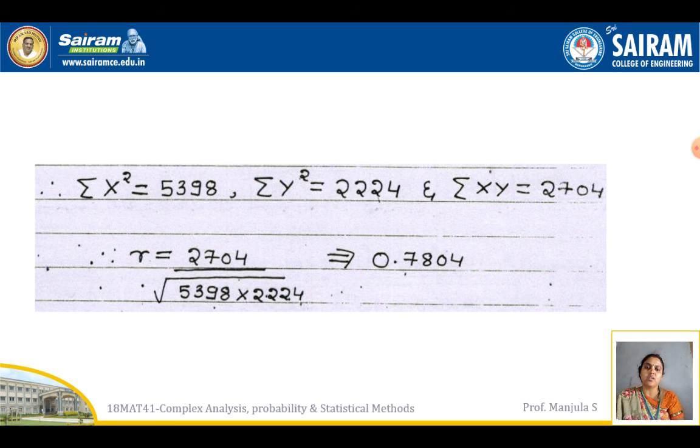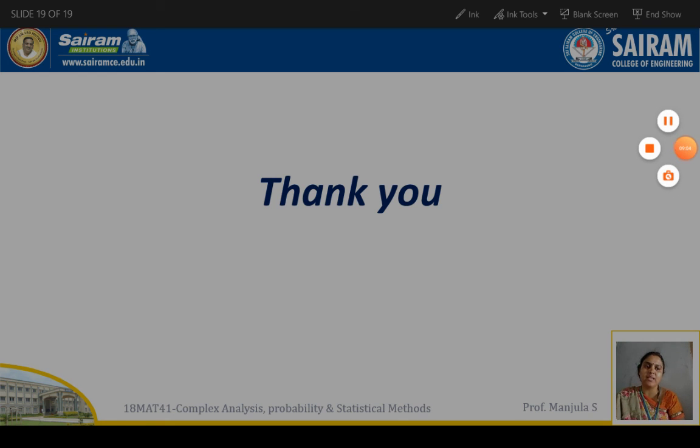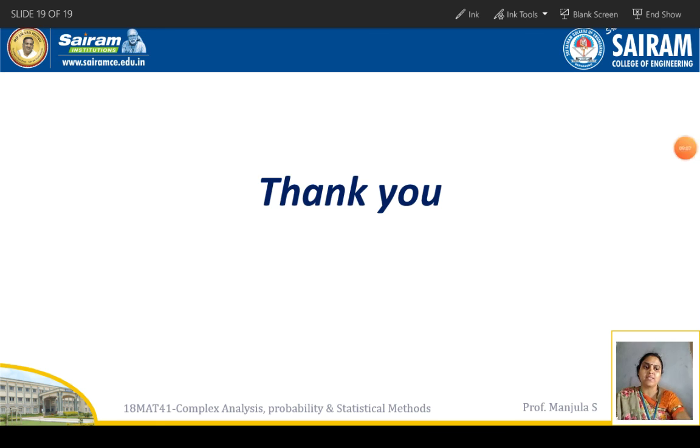After getting all the summations, substitute in the formula of r, that is r equals 2704 divided by square root of 5398 into 2224. On simplification we get r equals 0.7804. This is the required Karl Pearson correlation coefficient. So this is our required value. Like that, we can still solve many problems. Thank you.